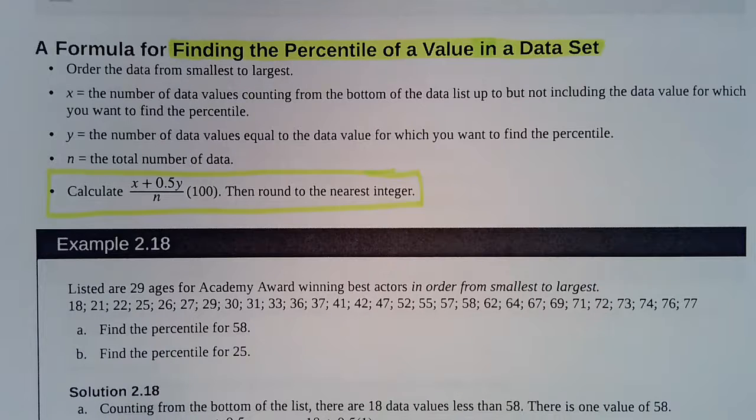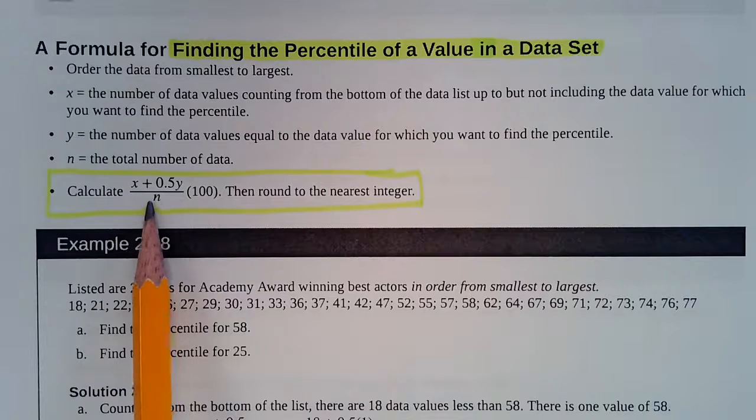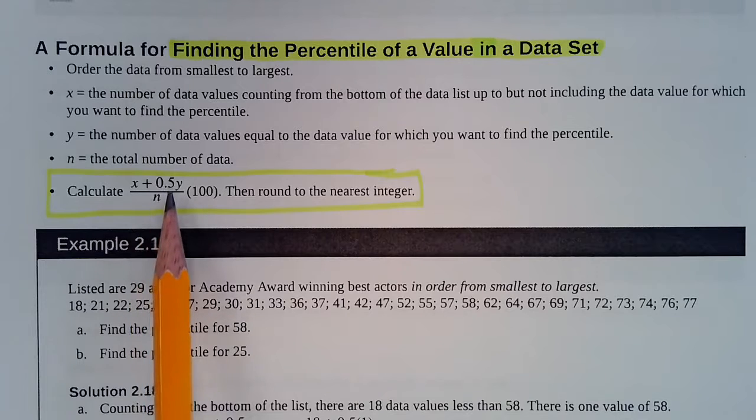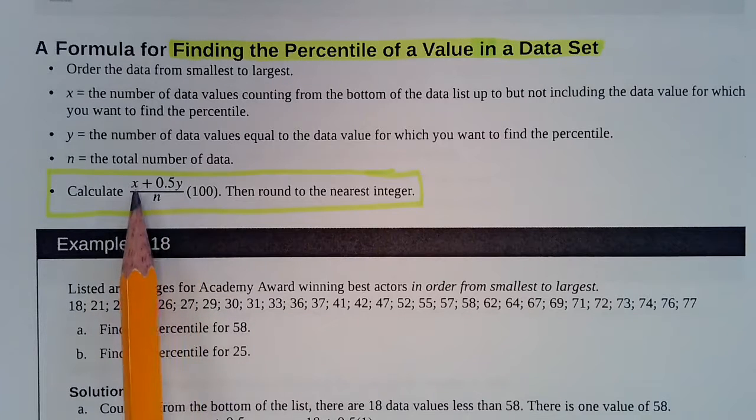All right, going the other direction, let's say you are given a data value and you want to figure out what percentile that is. N is the number of total data values in your data. Y represents the number of data values equal to the one you're trying to find, in case you have repeats. X is the number of data values counting from the bottom of your list up to but not including the value you're looking for, and then you round that to the nearest integer.